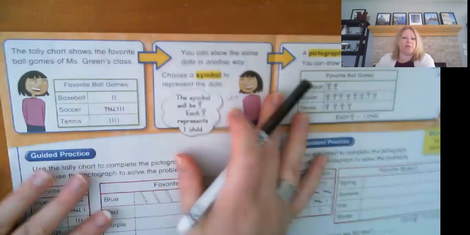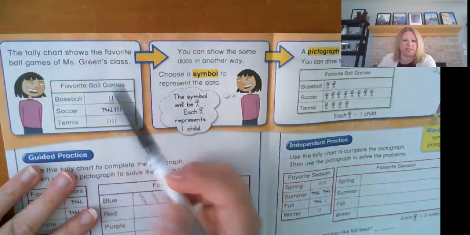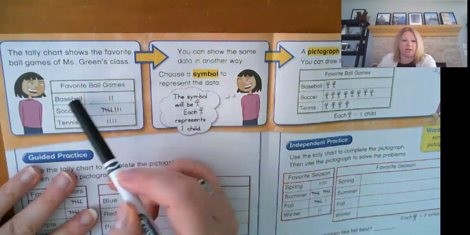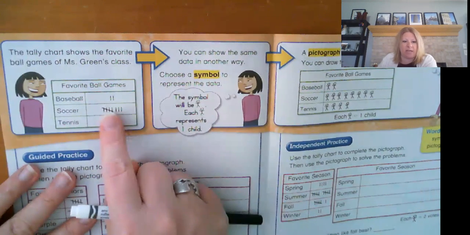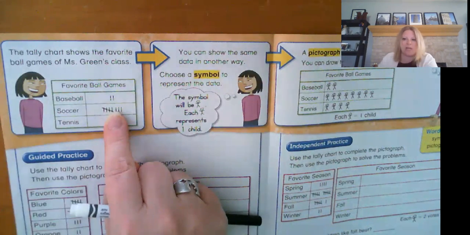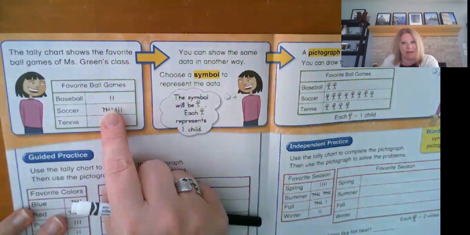And up here we see the tally chart shows the favorite ball games of Ms. Green's class. So favorite ball games: baseball, soccer, tennis. And look at how they have the tally marks. After every 4, if you get another one, you put a seatbelt around a bundle, right? So you have a bundle of 5. This is going to be very important that you do this, because I'll mark you wrong if it's not, because this is how you do it. You'll have one of these on your test, and I've marked kids wrong in the past. So remember to do your tally marks right.